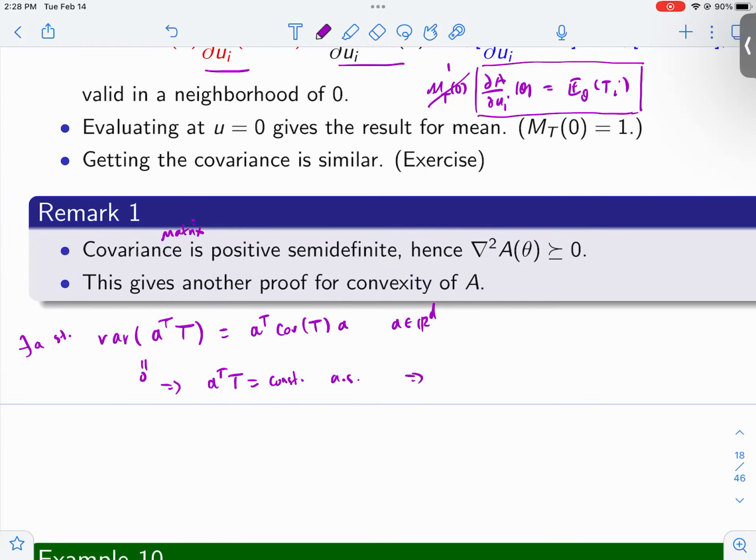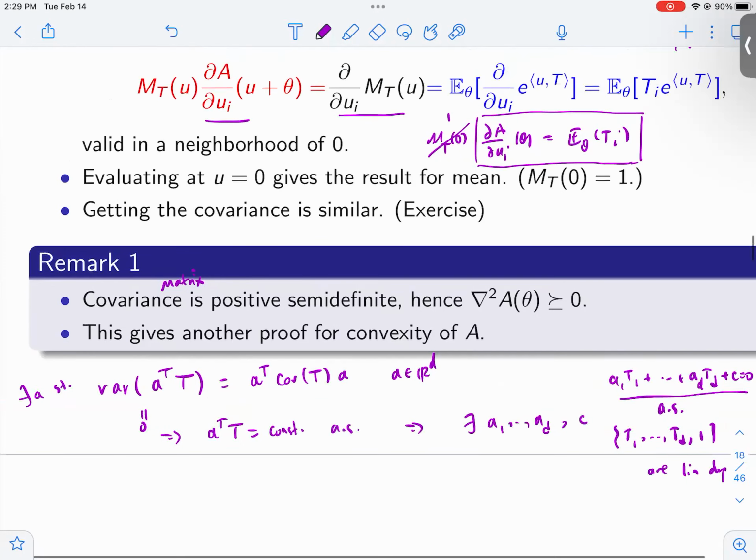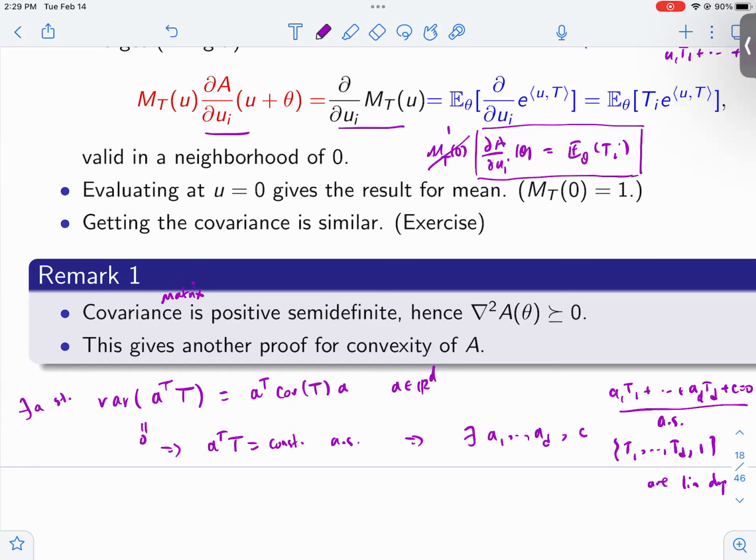So that's saying that there exist a_1 up to a_D and some constant C such that a_1 T_1 up to a_D T_D plus C is equal to zero, something like that. And so this is saying that T_1 up to T_D and 1 are linearly dependent almost surely. And so this violates the E2 assumption. So E2 holds if and only if the covariance of T is non-singular.